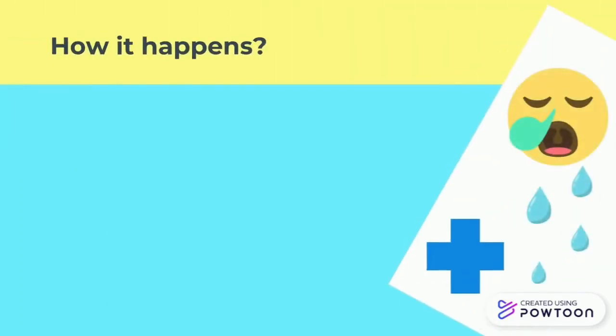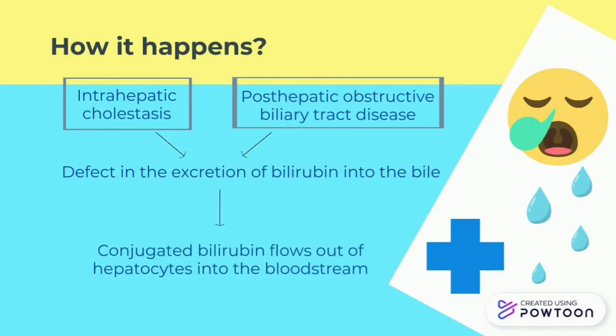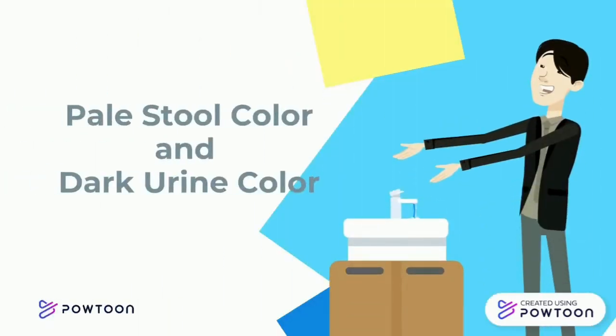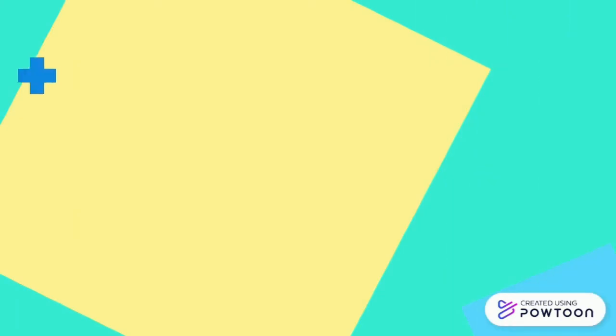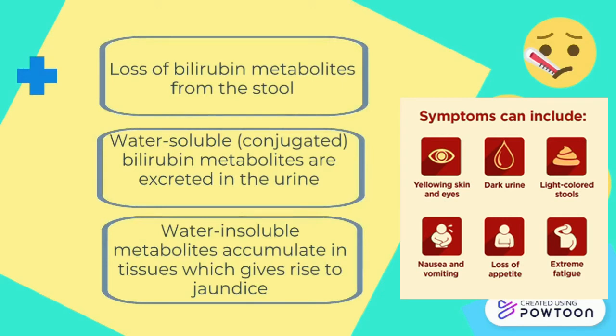How does it happen? Conditions like intrahepatic cholestasis and post-hepatic obstructive biliary tract disease will cause the defect in the excretion of bilirubin into the bile. Hence, the conjugated bilirubin flows out of the hepatocytes into the bloodstream, which eventually increases the level of bilirubin in the blood. Next clinical sign is pale stool color and dark urine color. Loss of bilirubin metabolites from the stool will cause the color of the stool to lighten. Water-soluble conjugated bilirubin metabolites are excreted in the urine, which will cause the color of the urine to darken. Meanwhile, water-insoluble metabolites accumulate in the tissues, which gives rise to jaundice.